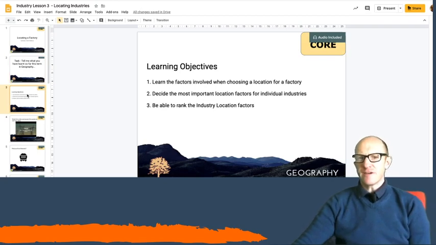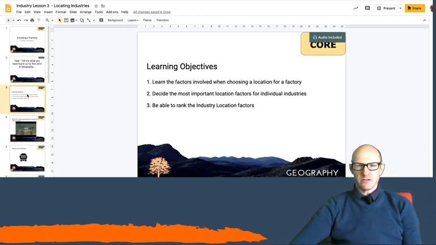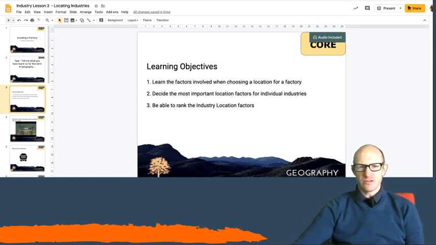You're going to learn the factors involved when choosing a location for a factory, all the different factors that are involved. You're going to decide the most important location factor for individual industries. And then the third thing you're going to be able to do is rank the industry location factors.